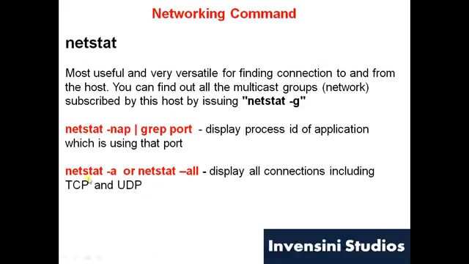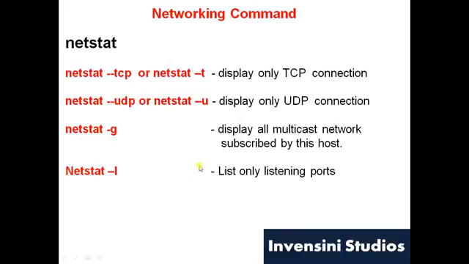So if you want to see all the information, you say netstat -a, and if you want to see a particular port, then you just grep for the port. If you just want to see the TCP ports, you say -t. For UDP, -u. Similarly, if you want to see all the multicast groups subscribed, you say -g. And if you want to see only the listening ports, you say -l.